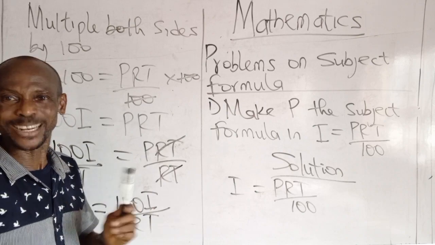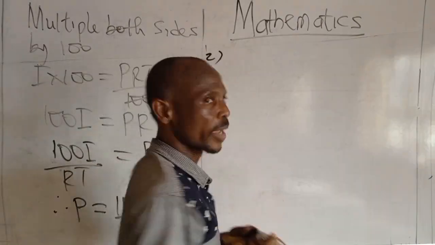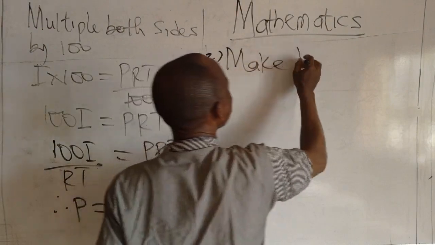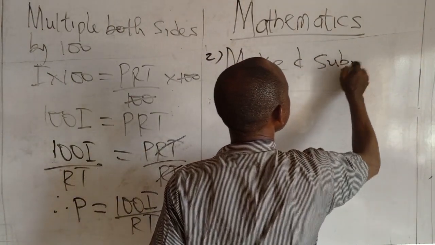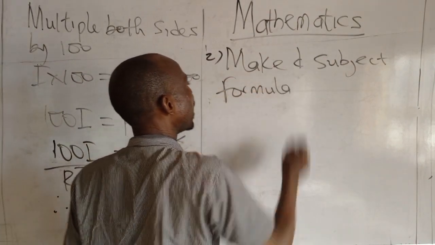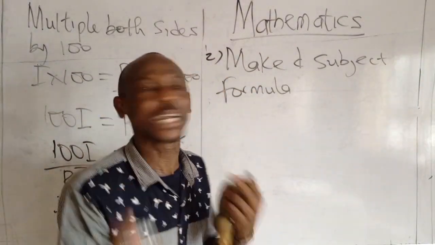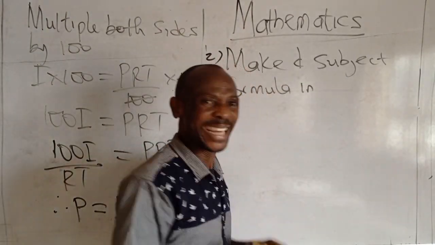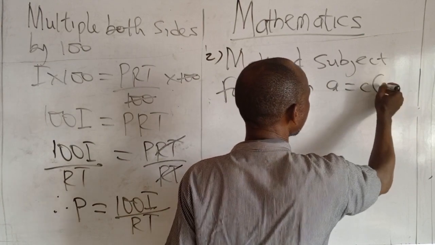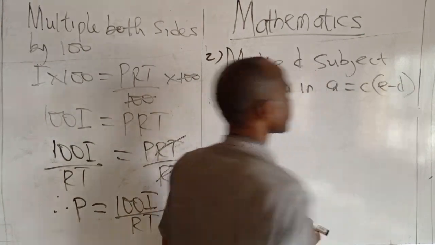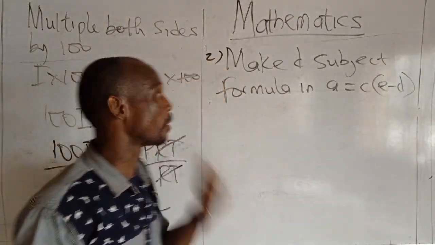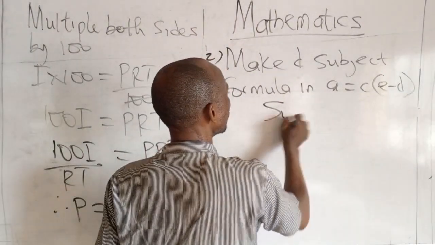We are going to look at another question. If, for instance, we are asked to make D the subject formula in an equation like this, let's say A is equal to C, open bracket, E minus D. Let's say you are asked to make D the subject formula. Solution.